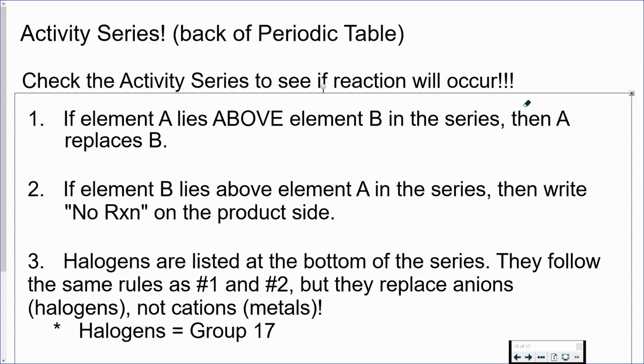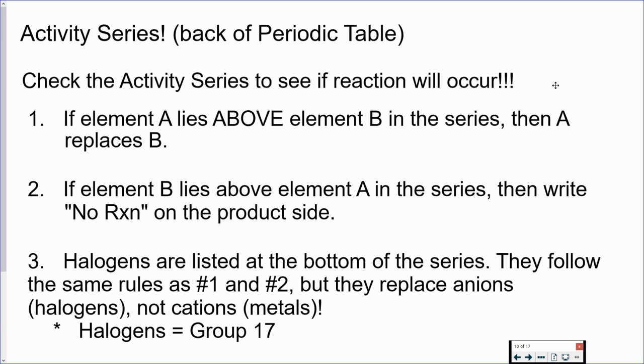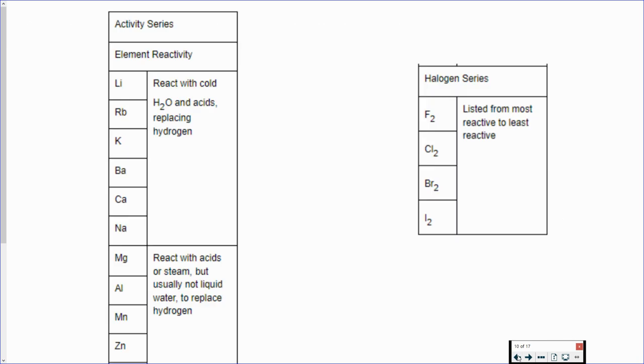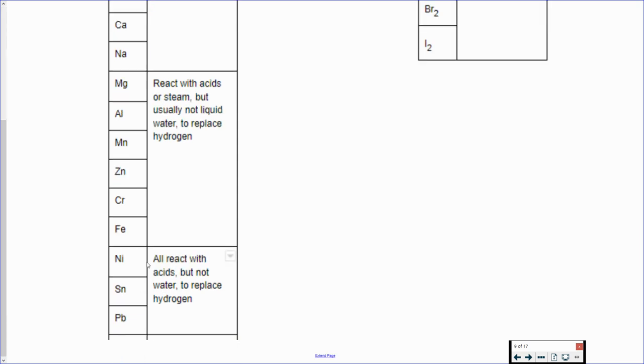So what the activity series tells us is how reactive an element is. So if we go back to the activity series, lithium is more reactive than sodium. So if you're higher up on the element reactivity, you're more reactive. If you're lower on it, like lead is, you're more likely than those above it to be in a compound.